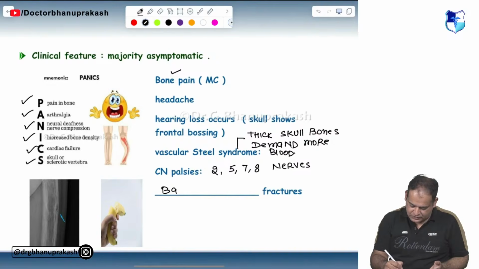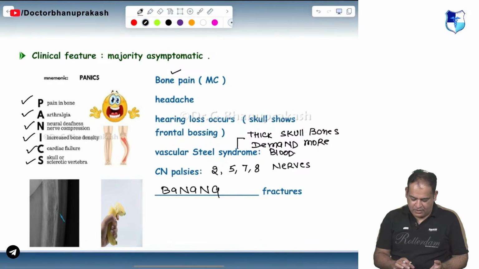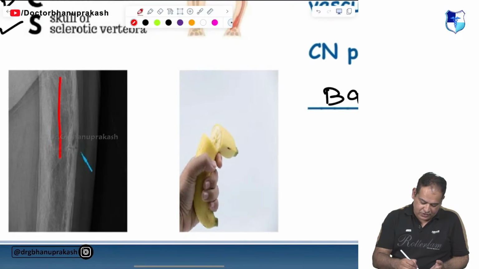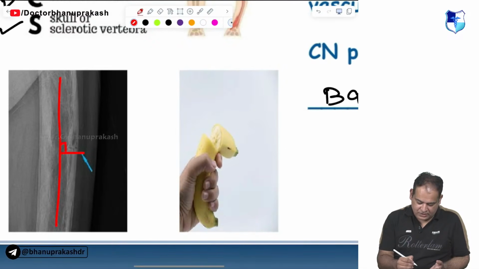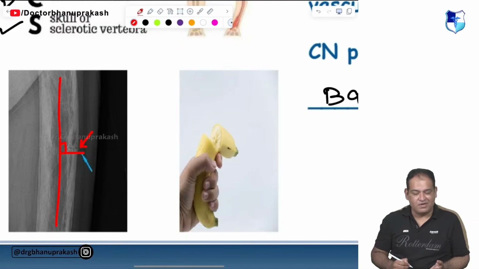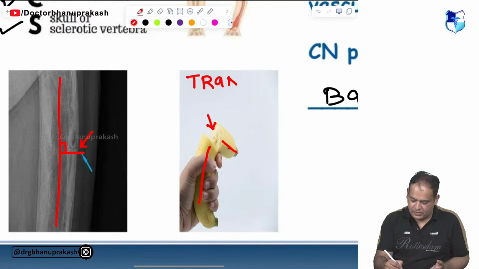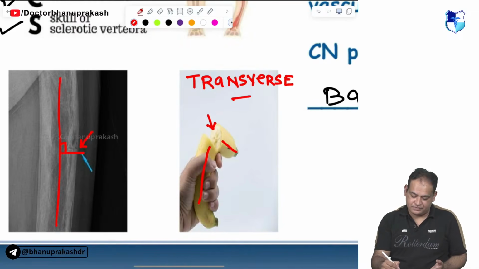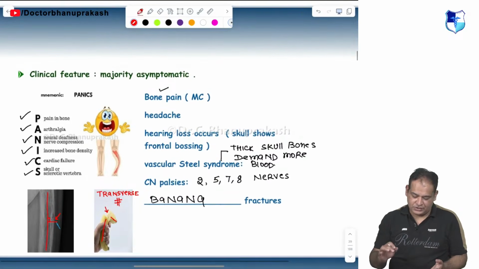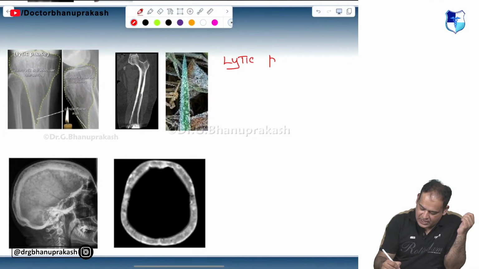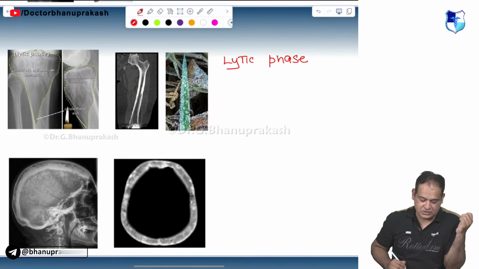Now, what kind of fractures are there? Banana fractures, like this. Let's say this is the long axis and this is the type of fracture. You see here, there is a fracture, banana fracture. So, what kind of fractures are they? They are transverse fractures. Banana fractures.